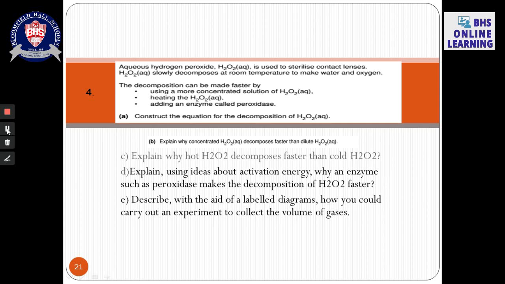Next question, explain using ideas about activation energy why an enzyme such as peroxidase makes the decomposition of H2O2 faster. Okay, enzyme is a biological catalyst. Next question, describe with the aid of a labeled diagram how you could carry out an experiment to collect the volume of gases.